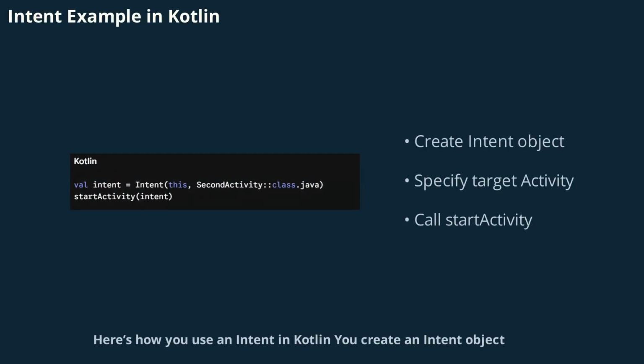How do you use an intent in Kotlin? You create an intent object, specify the current and target activities, and call startActivity. This simple code lets you switch screens with ease. Intents are fundamental for building multi-screen apps and passing control between different parts of your application.